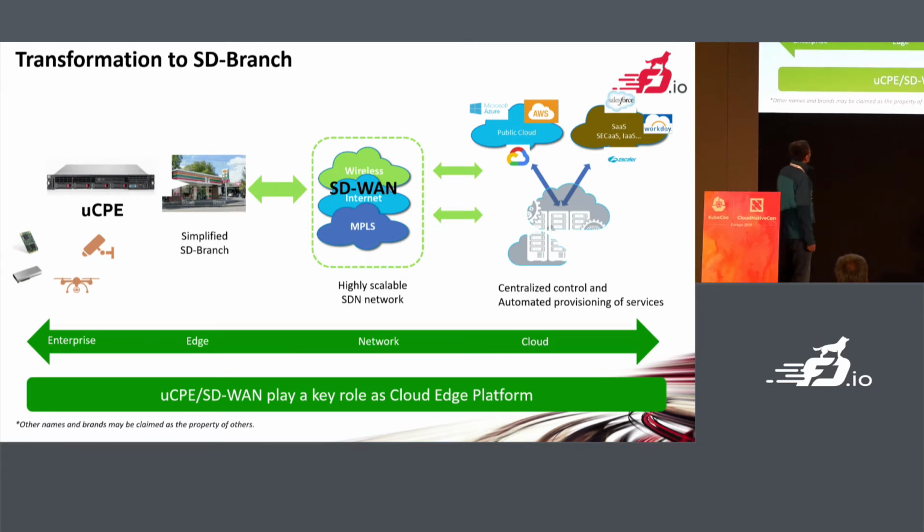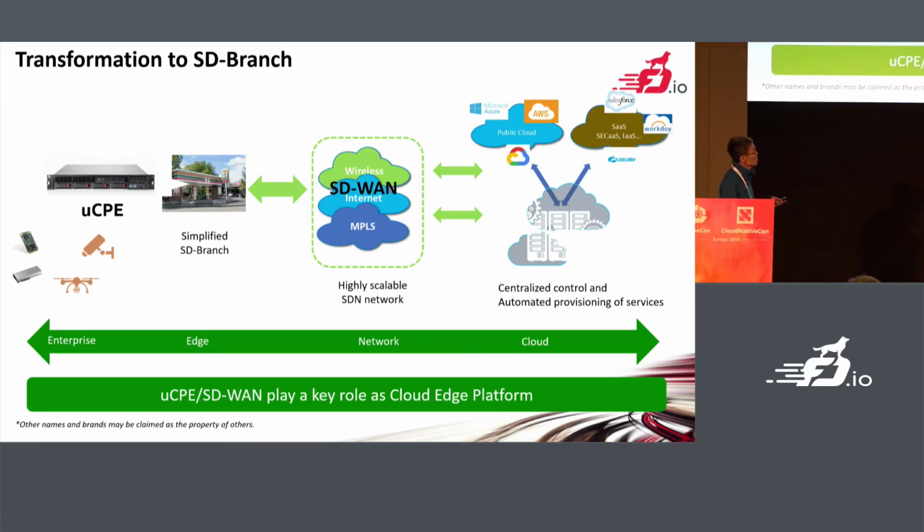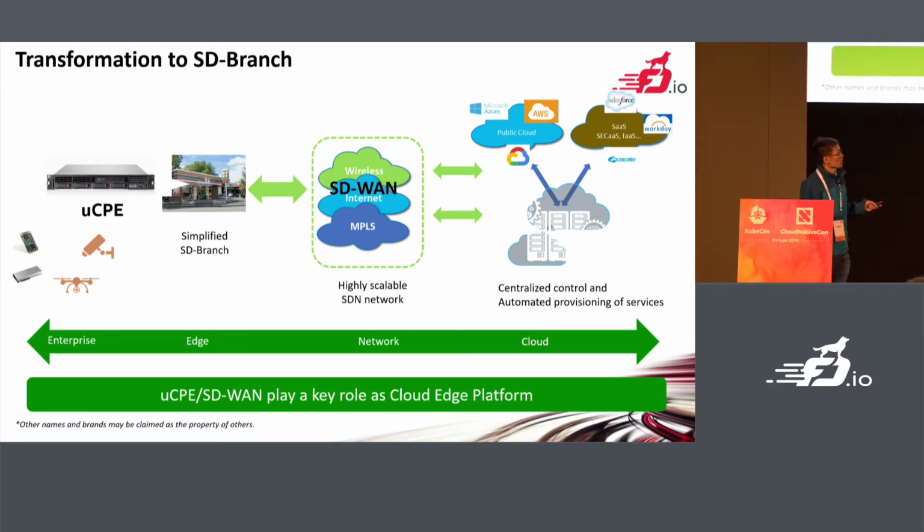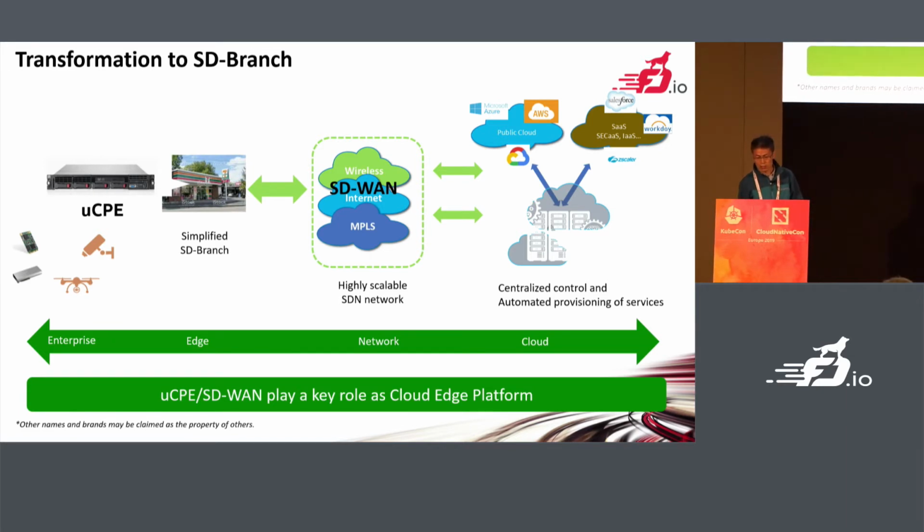Actually, we will provide an end-to-end solution for this, from the enterprise side, the edge, to network transport, and also the cloud part. So on the left side is the uCPE box, which can provide different interfaces to the clients, and also different interfaces to the WAN side, which helps us to simplify the SD-WAN branch.